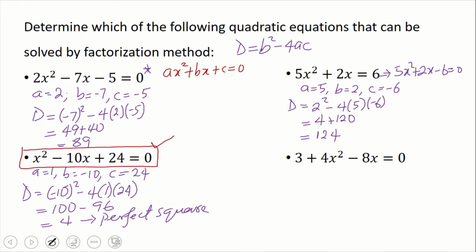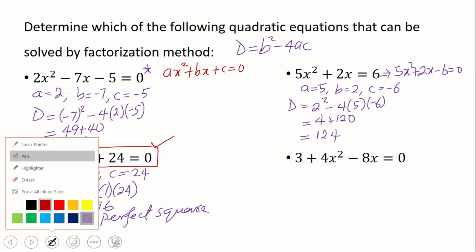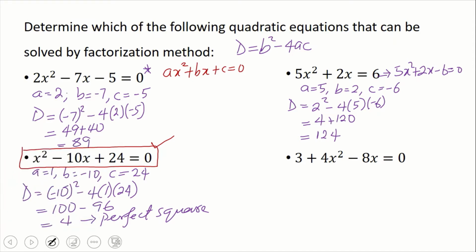Okay, and finally, let's look at the fourth equation. The value of a here is the coefficient of x squared, which is 4. The value of b is the coefficient of x, which is minus 8, and the value of c is a constant, which is 3. So that discriminant d will be equal to b squared, minus 8 squared, minus 4a, which is 4, c, and that is 3.